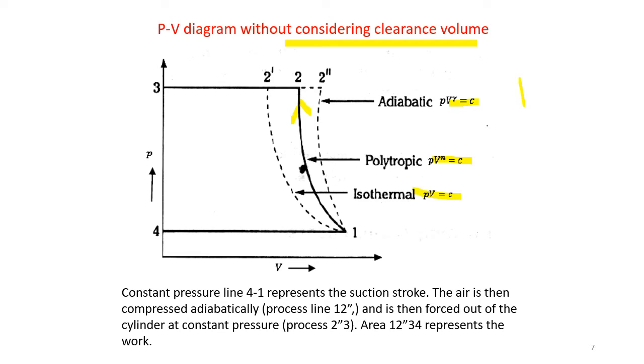And if it is PV is equal to constant, then it is called an isothermal process. Practically, an isothermal process is not achieved because there is heat loss. Adiabatic is also not practical, as there is no heat transfer between the system and the surroundings. So the most practical approach to define the compressing process for a compressor is polytropic.